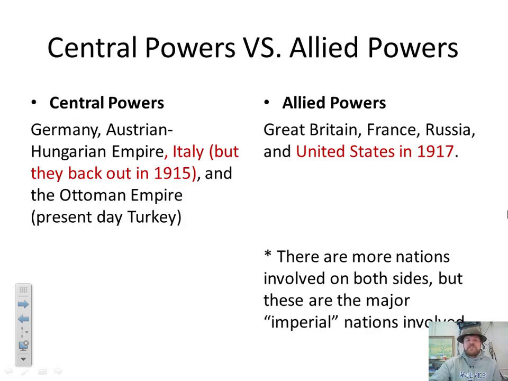So speaking of alliances, the two sides in the war, you have the Central Powers and you have the Allied Powers. The Central Powers are going to consist of Germany, the Austrian-Hungarian Empire, Italy, which is initially part of this but backs out in 1915, and the Ottoman Empire, which is present-day Turkey. So the main three players for the Central Powers you'll need to know: Germany, Austria-Hungary, and the Ottoman Empire. The Allied Powers, again, these are the major key players you need to know and understand: Great Britain, France, Russia, and eventually the United States in 1917. We'll talk more about the U.S. in 1917 later. For right now, we're just focusing on the European side of this.